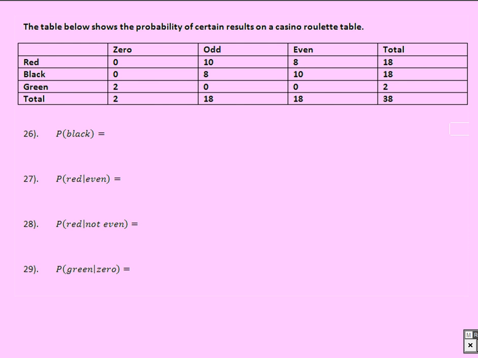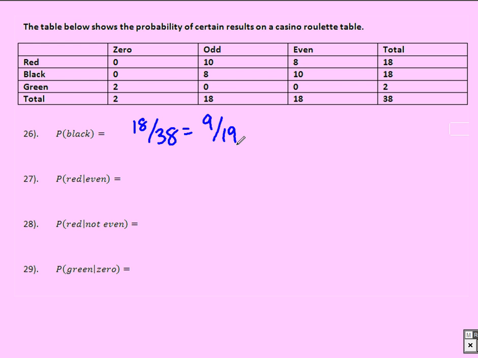Next set, dealing with tables, we have a lot dealing with the conditional probabilities here, probability of A given B, that sort of thing. 26, probability that you get a black number when it comes up on the roulette table. Well, the black is right here. You have 18 total black spots out of 38. So 18 out of 38, which can reduce to 9 out of 19.